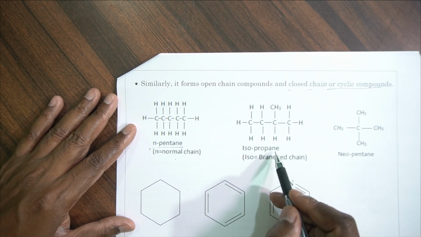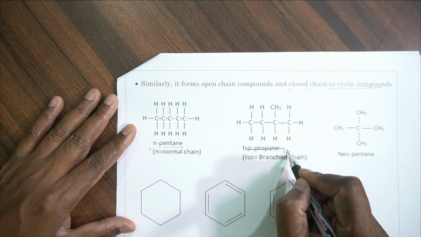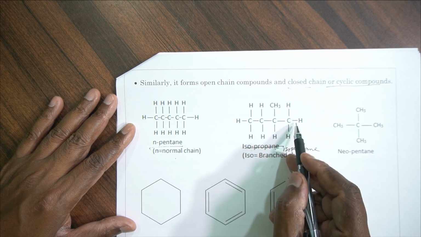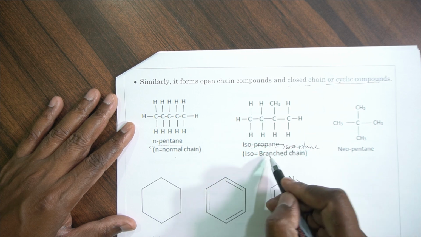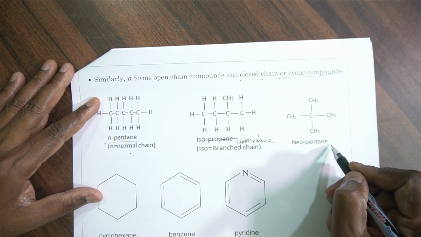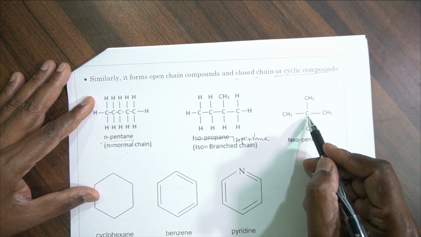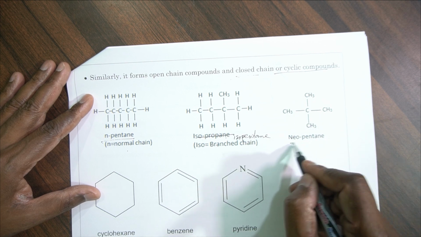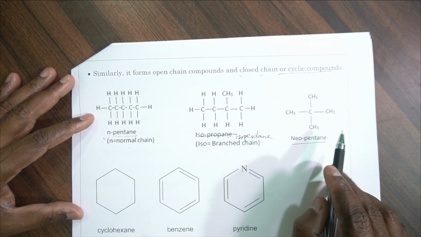Now here we have isopentane, not propane. Here we have 2, 4 and this is the 5. The 5th carbon is on the side chain. So it is a branched one. And here we have neopentane. 5 carbon atoms again. There is a central carbon and 4 carbons on 4 sides, you find. So this is neopentane. So these are open chain. Even though they are branched, they are open.